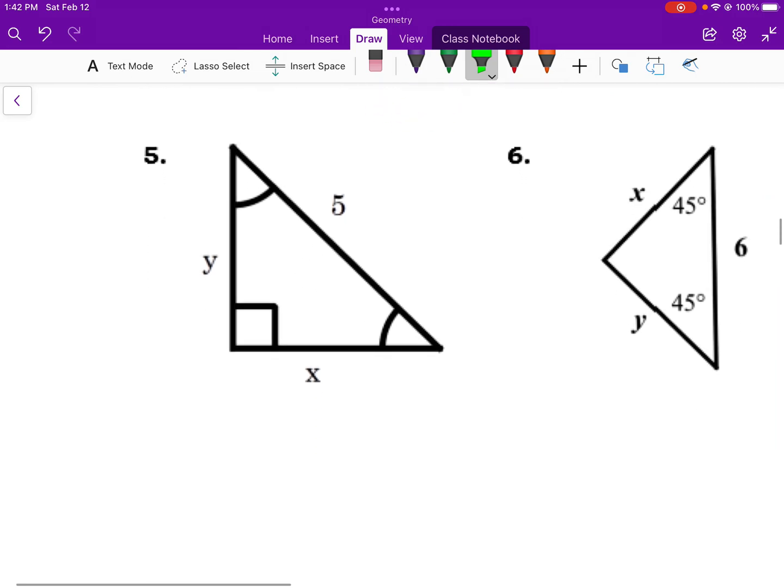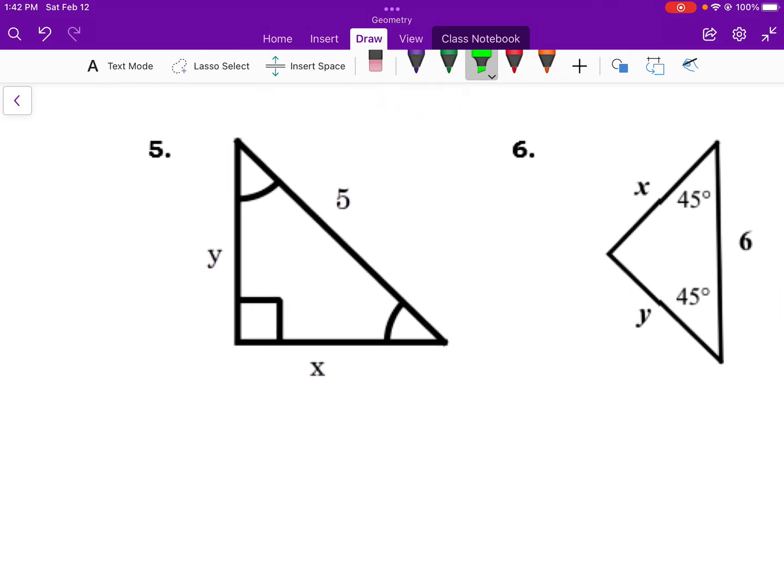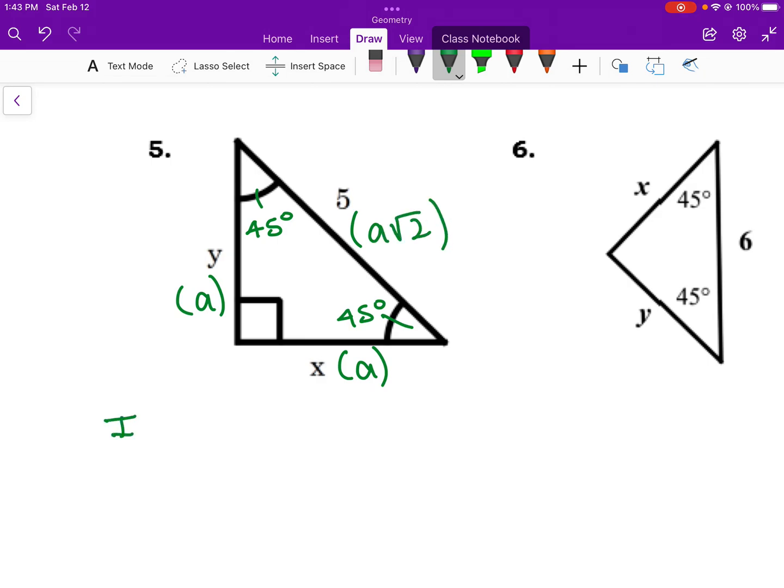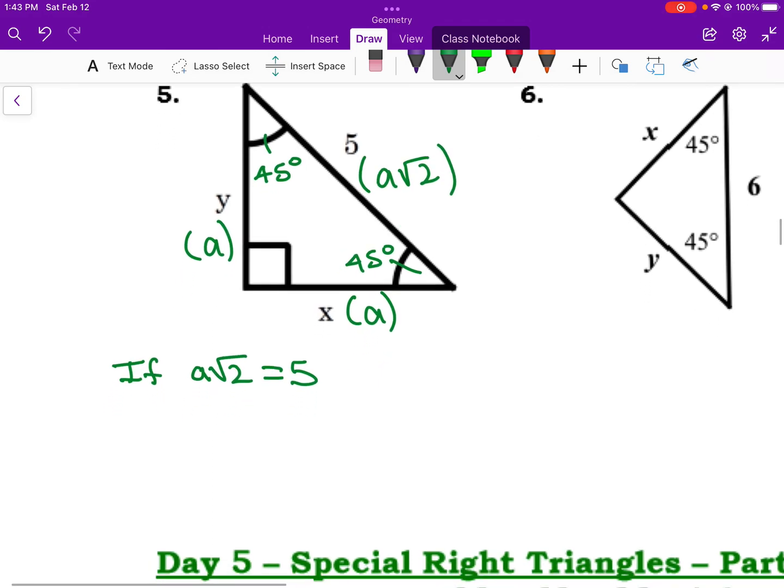And I think that continues, still solving for the unknowns. Notice that they took some of the markings off, but if we know that these angles are congruent, these have to be 45. So we still have the 90, 45, 45 scenario. So let's just throw down our a's, right? We know this guy's an a, this guy's an a, this guy is an a root 2. So we can say that if a root 2, because that's defined for us, equals 5, let's solve for a to then find x and y.